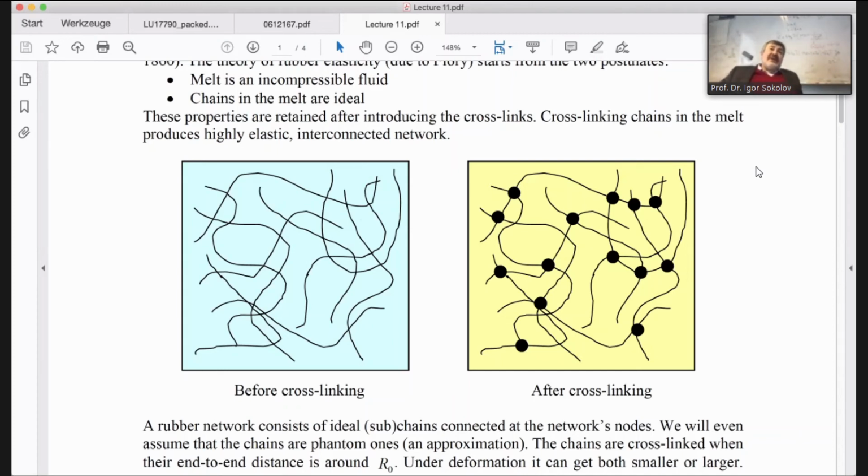But just imagine you have exactly one cross-linker per chain or less. What happens then? What happens if there are no cross-linkers?